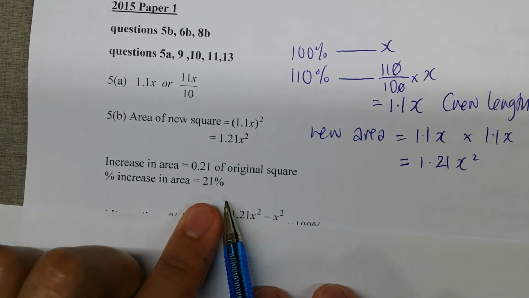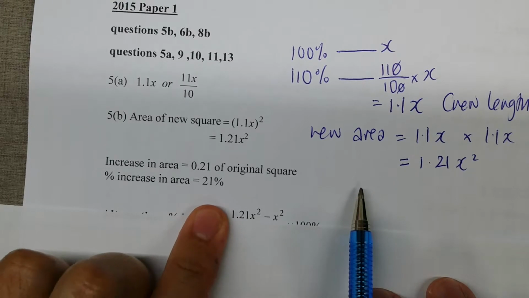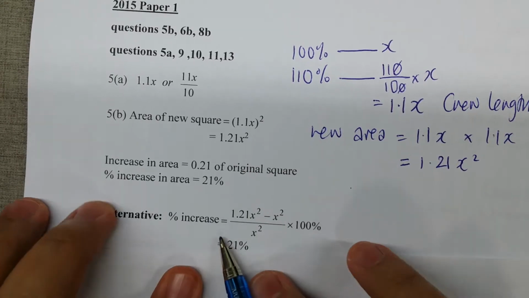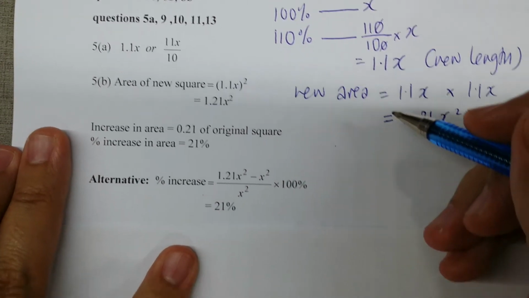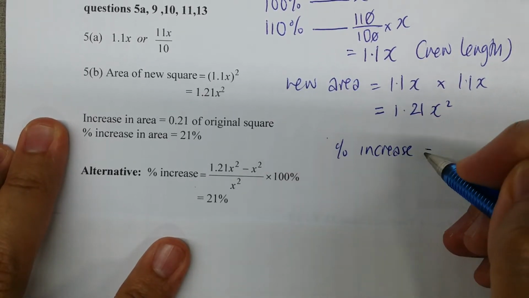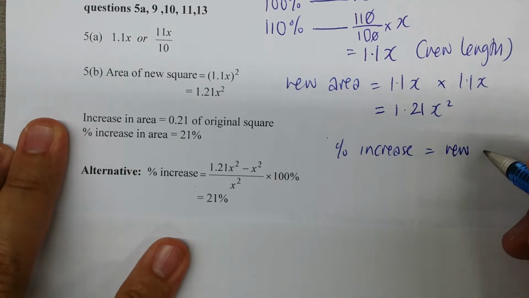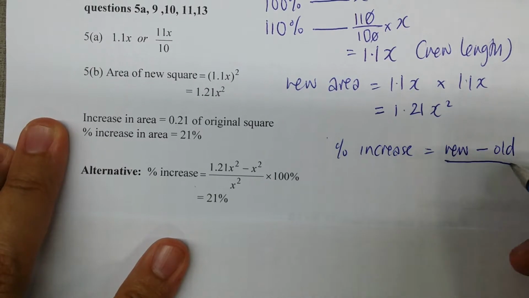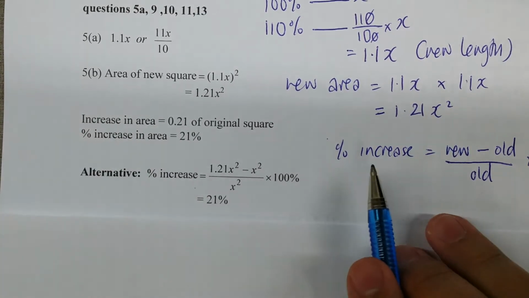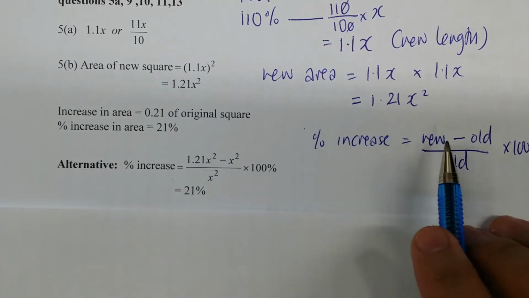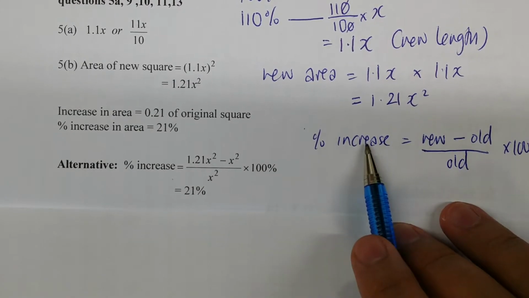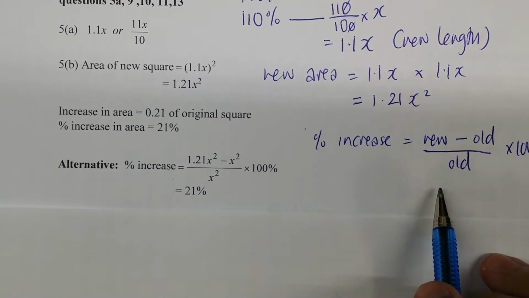This is the solution given. So I guess you don't understand why, so let me help you. How to find percentage increase? I prefer this method. Percentage increase equals new area minus original area over original area times 100%. Percentage increase or decrease is always this standard method: new minus original over original times 100%. So if it is a percentage decrease, you definitely get a negative answer.